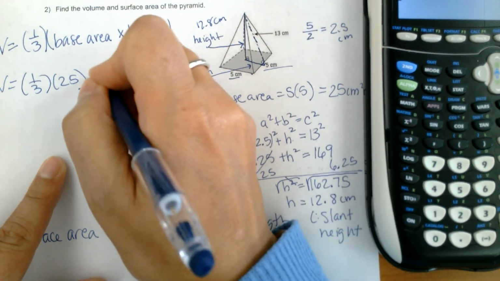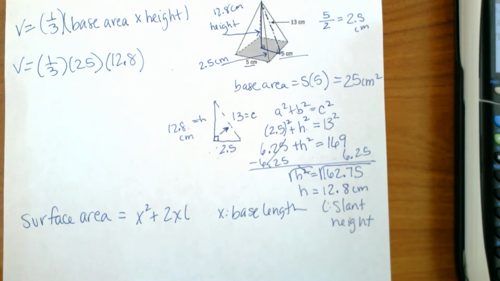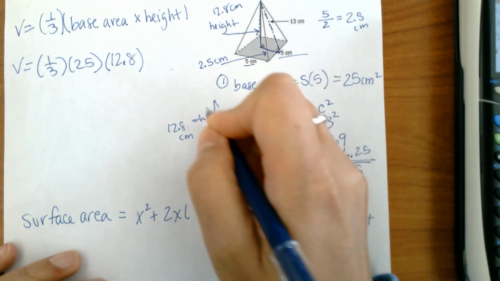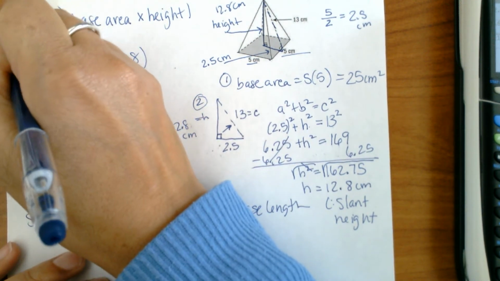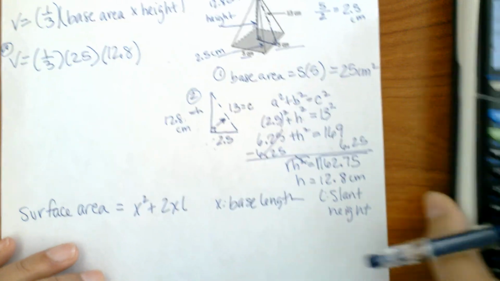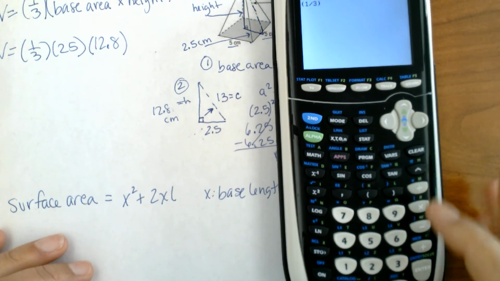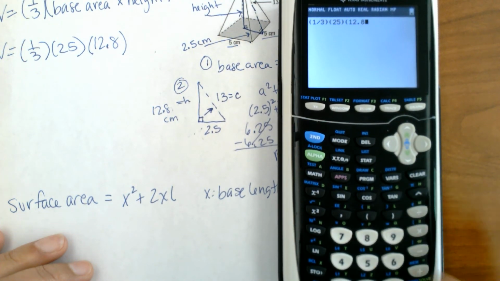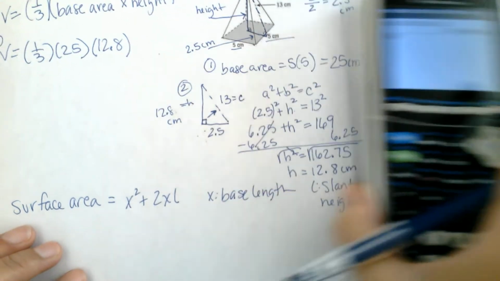And where am I going to put it? 12.8. So now I'm ready to rock and roll to find my volume. So the first thing that I had to do was find my base. Then I had to find my height. And third, now I'm actually able to find my volume. So finally, let's put it in our calculator. 1 divided by 3 times 25 times 12.8. And I get 106.7.